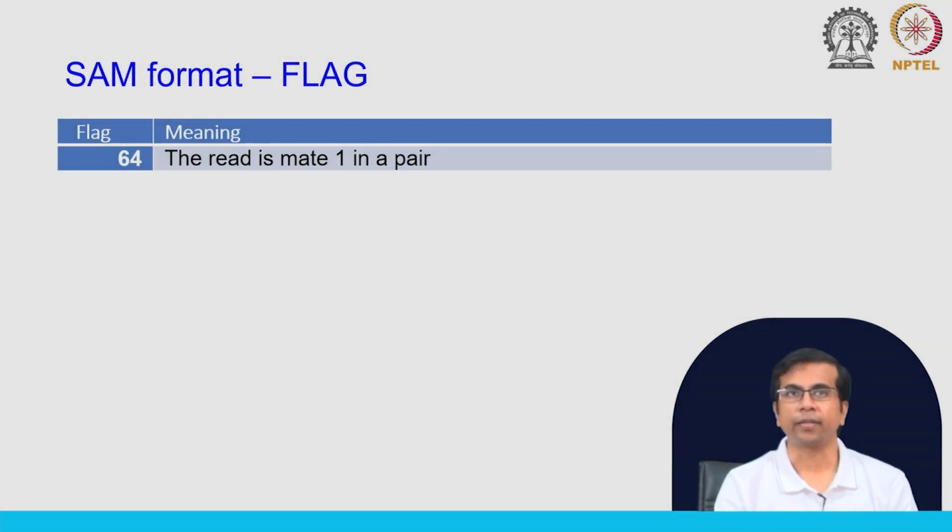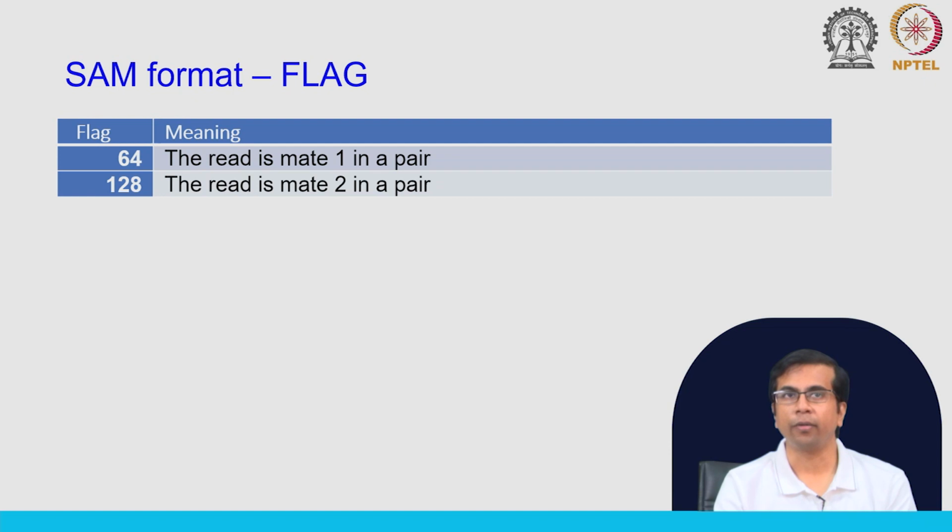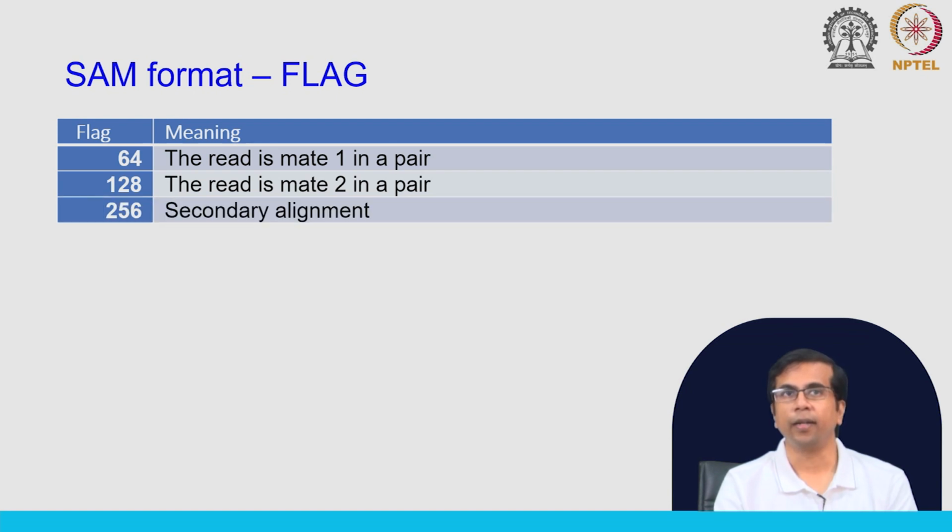Then we have flag 64, which means the read is mate 1 in a pair. So it is giving us information about these mates, mate 1, mate 2. If we have flag 128, this means the read is mate 2 in a pair. So we are dealing with paired end data, we will get these flags. Then we have 256. It will tell us whether this is a primary alignment or secondary alignment. If you see this flag, this means that this is a secondary alignment and there must be some primary alignment that has been described.